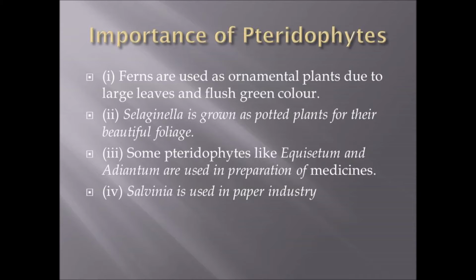The importance of pteridophytes. Ferns are used as ornamental plants due to their large leaves and flush green color. Since the leaves are very large and bright greenish in color, they are mostly used for ornamental purposes. Selaginella is grown as potted plants for their beautiful foliage, for their bright color and the shape of the leaf. Some pteridophytes like equisetum and adiantum are used in the preparation of medicines, and salvinia is used in the paper industry.